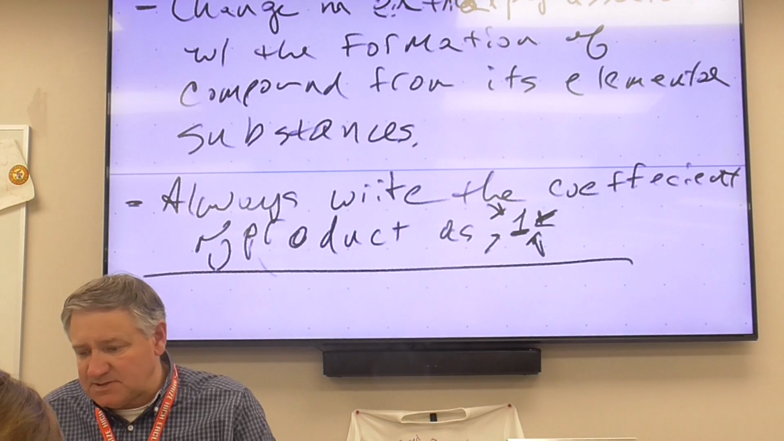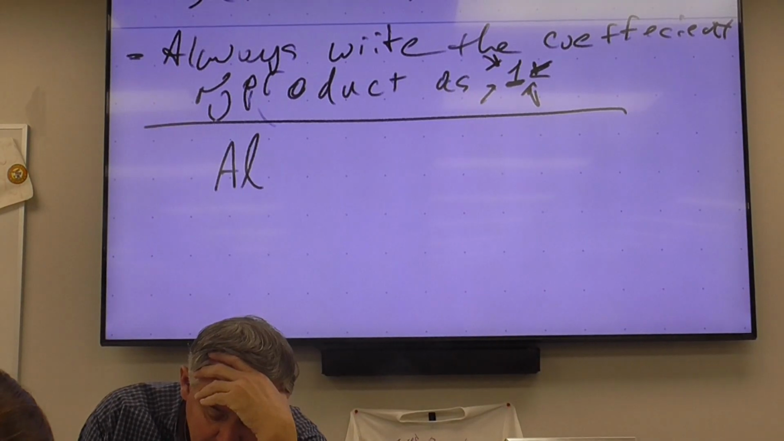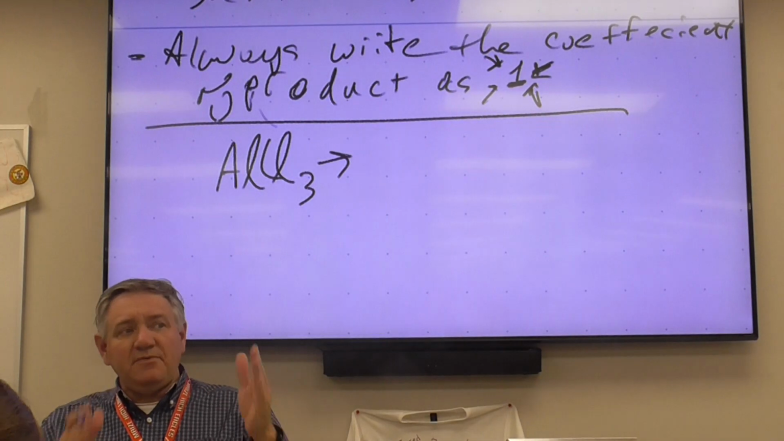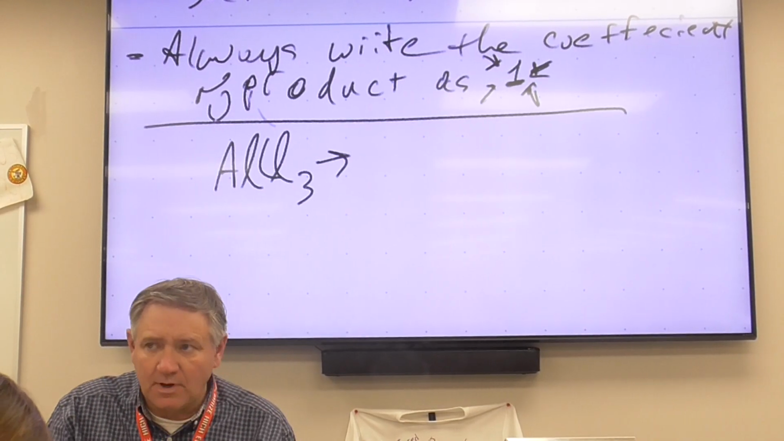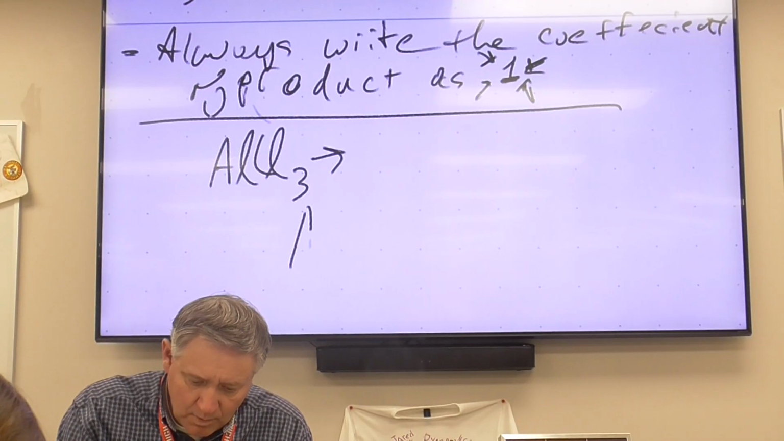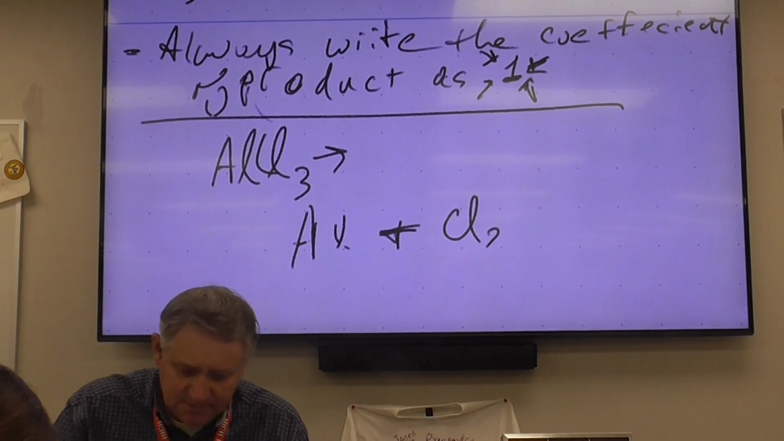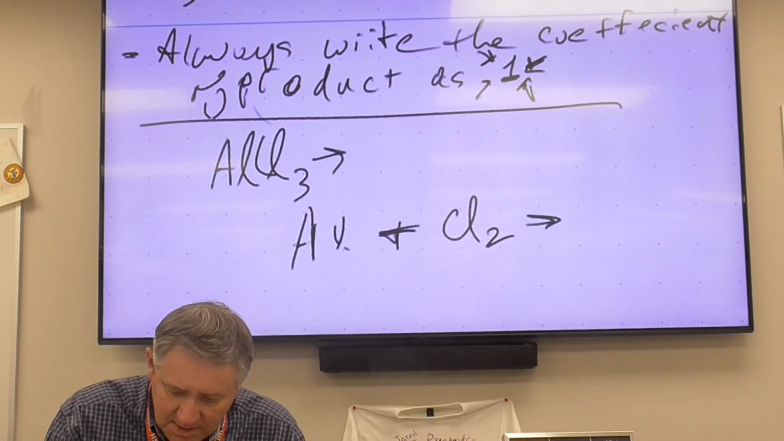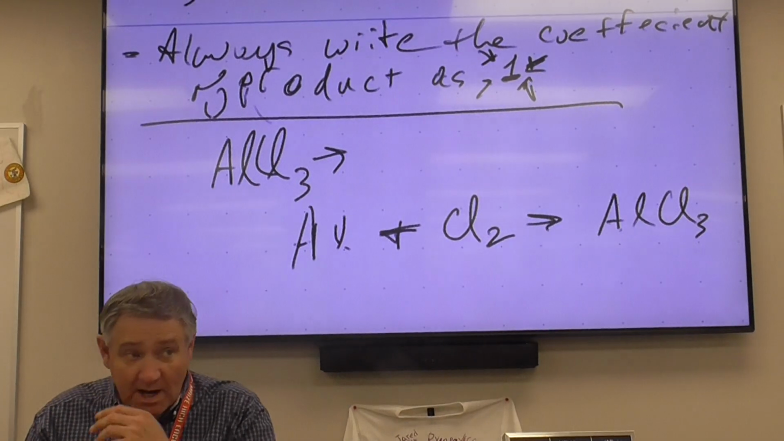So here's a simple example. Let's say that we want to make aluminum chloride, AlCl3. So I want to write the equation for the production of aluminum chloride from its elemental substances. Okay, great. We're going to react aluminum and chlorine gas. Elemental forms, aluminum and chlorine gas. And we're going to get aluminum chloride.